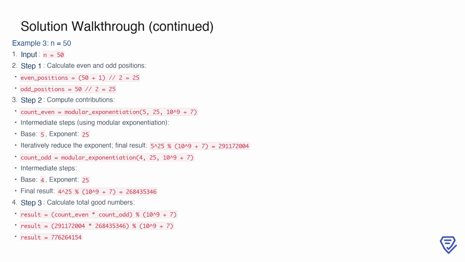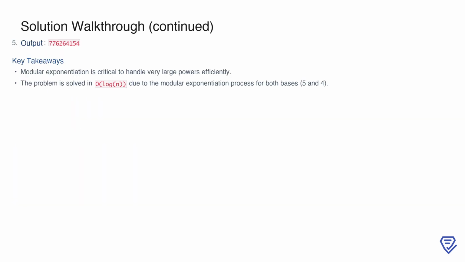7762645154. This means there are 7762645154 good numbers of length 50. The final output for n equals 50 is 7762645154.